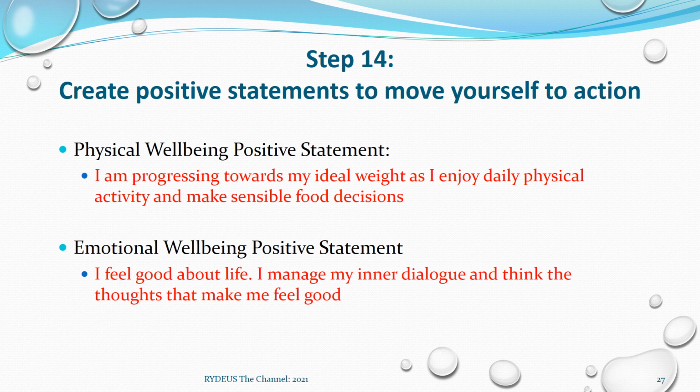So every time you think negatively about your chances of doing well or achieving the results that you want, you need to affirm to yourself that things would work out. And one of the ways you could do that is you could create positive self-statements in relation to each dimension of well-being. For example, in terms of my physical well-being, you could say, I am progressing towards my ideal weight as I enjoy daily physical activity and make sensible food decisions.